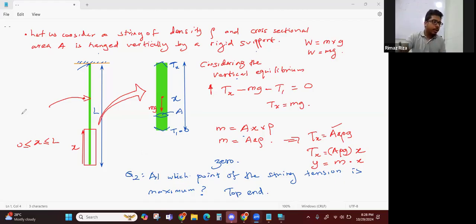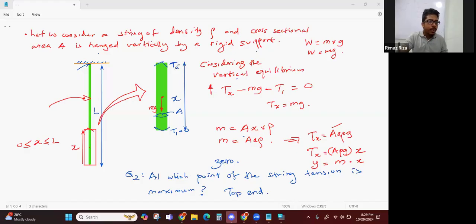So here we can consider only this part of the string. So that one I have taken as an enlarged picture here. So at this point, at the distance x, let's consider the tension is Tx. So Tx is a variable, it varies with the distance x, right? So here if you consider this part of the string, here the tension is Tx. So I have marked here, and then at the bottom end tension is 0, okay? And its weight acts from the center of gravity of this part. So the center of gravity will be the midpoint of this string, okay?